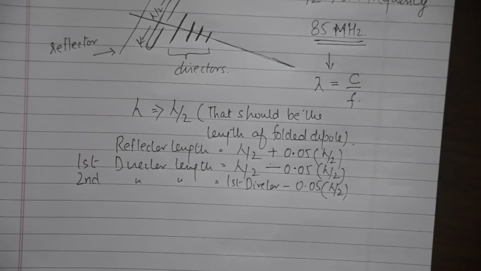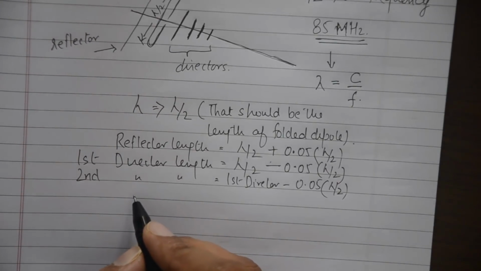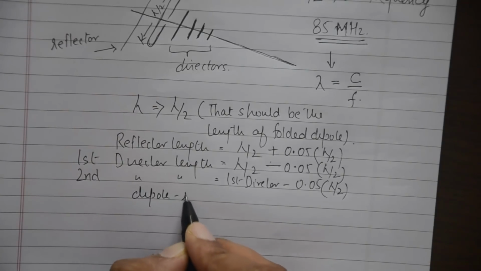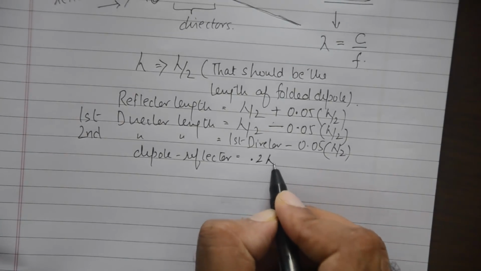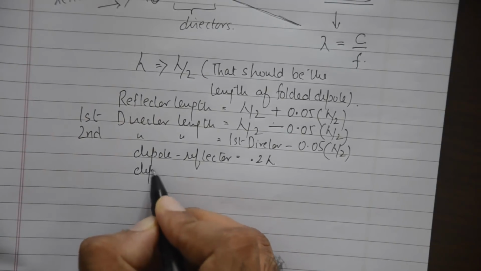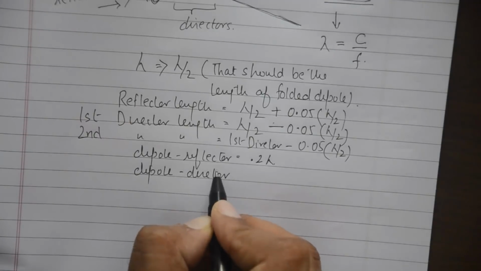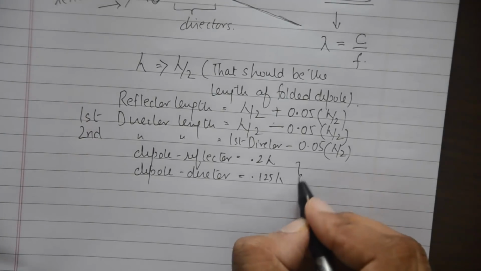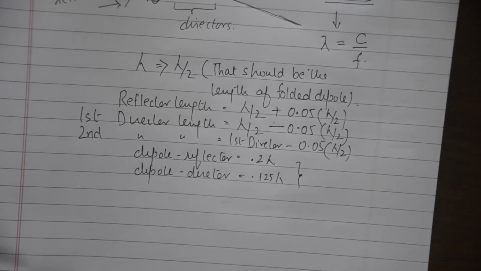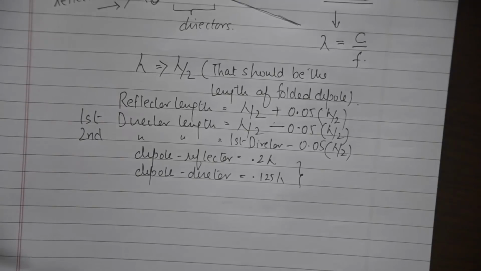So that is how you can calculate the length of all the elements. For the interspacing distance, the distance between dipole and reflector should be 0.2 lambda, and the distance between dipole and director should be 0.125 lambda, and so on and so forth. Even in many books, you'll find these values differing by very small, negligible amounts, but more or less these are the values that we need to follow to design or construct a Yagi Uda antenna.